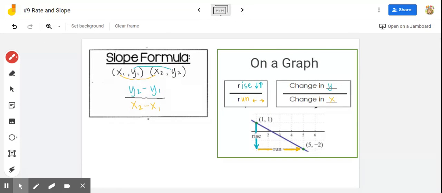So here's a quick little reminder of what we went over. You can find slope using the formula, which a lot of you liked. Remember, it's y minus y divided by x minus x. Or if you want to go more the graphical approach, go with rise divided by run. Be careful if you're going down or going left. You must need a negative sign.